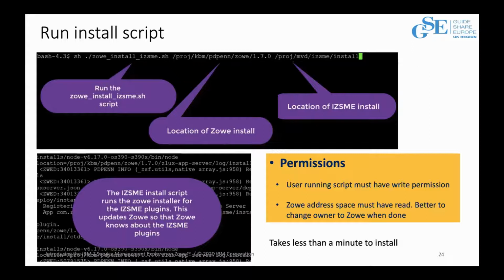And once that's installed, there are some post configuration steps that are required. But as a word of note, you need to run the script with write permissions. So the user that's running this install should have write permissions, and also the address space must have read access. So it's better to change the owner to the Zowe user when done. So the Zowe user should have access to the IZSME install directory as well. Okay.